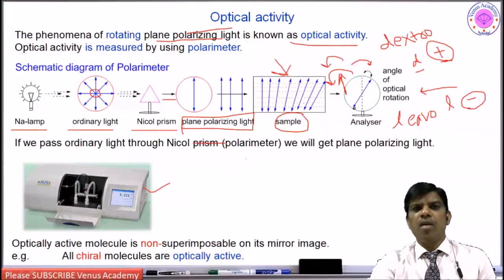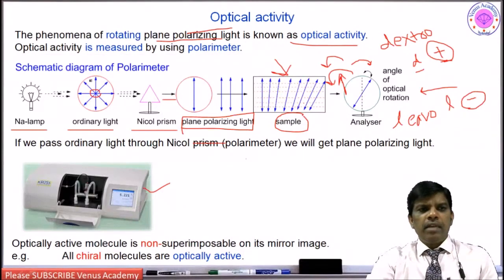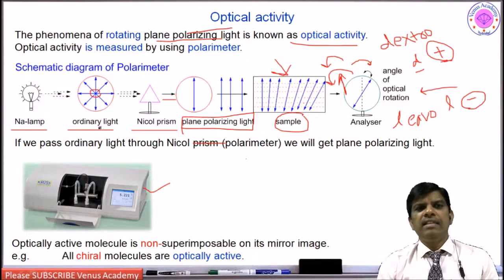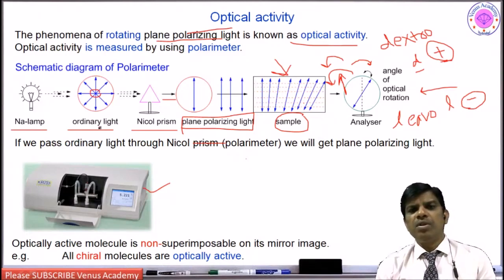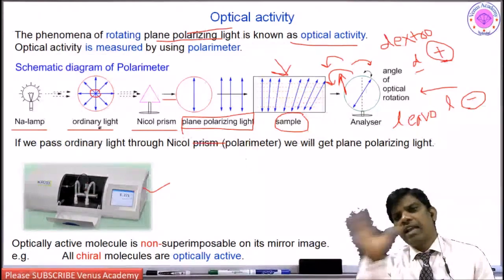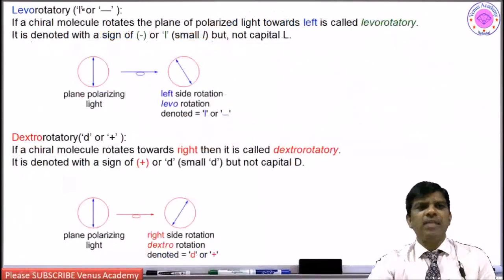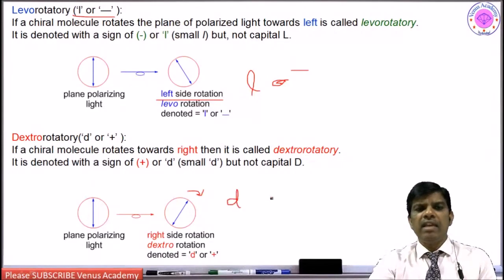Chiral compounds are optically active, which rotate plane polarized light passed through a nicol prism, right? An optically active molecule is non-superimposable on its mirror image. All chiral molecules are optically active. These molecules have the capacity to rotate plane polarized light towards the right side or left side. Next, the compounds which rotate plane polarized light towards the left are known as levorotatory, and the compounds which rotate it towards the right are known as dextrorotatory. Levorotatory is denoted as small l, minus sign, and dextrorotatory as small d, which is a positive sign.